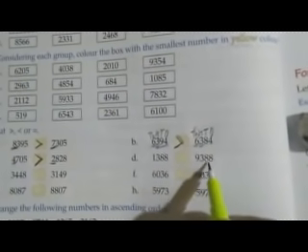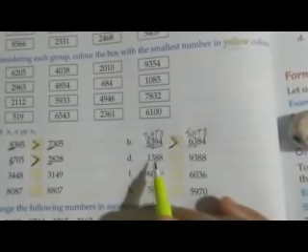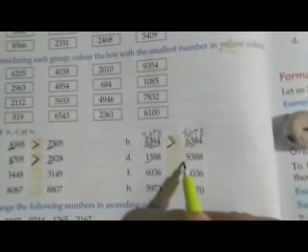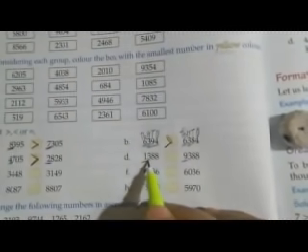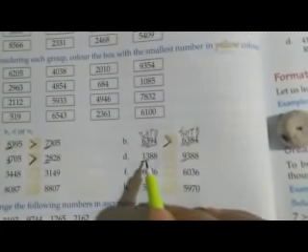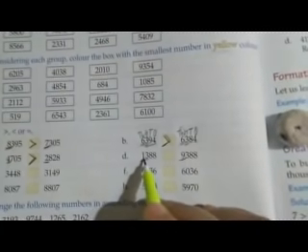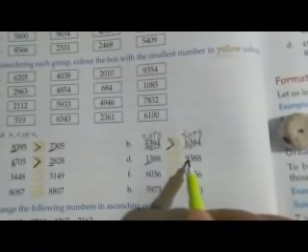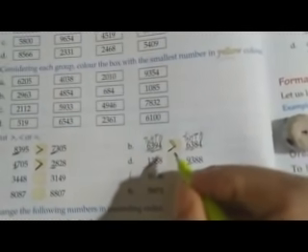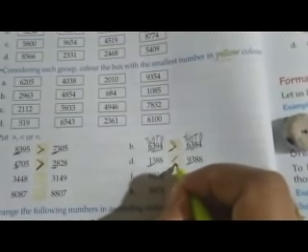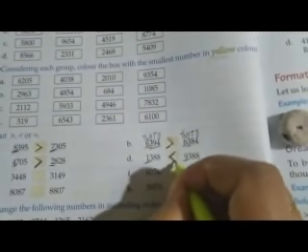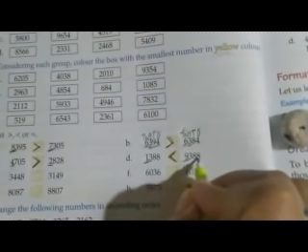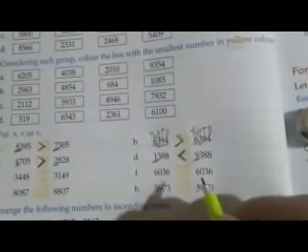Now D, 1388 and 9388. Both are 4-digit numbers. What will we do? We will compare the digits at thousands place. Here is 9 and here is 1, and we all know that 1 is smaller than 9. That means the greater number is 9388. So we will put the smaller than sign. Okay, 1388 is smaller than 9388. Okay students.